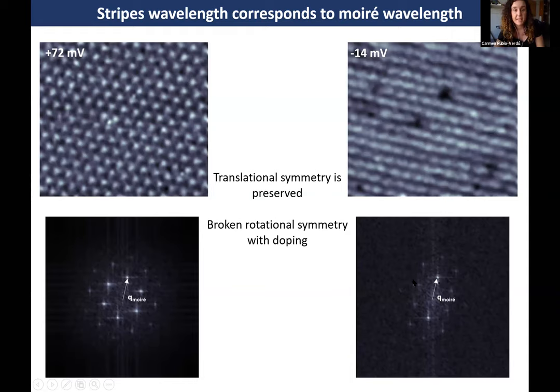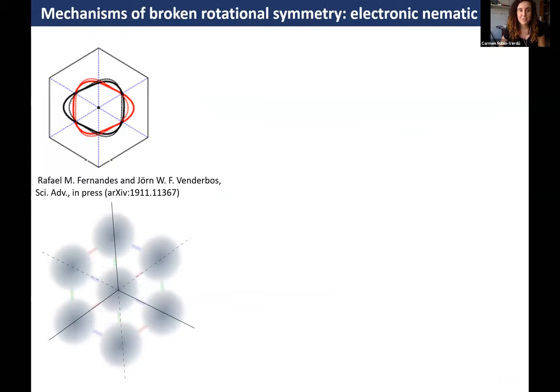All this to say that the wave vector is the same, so translational symmetry is preserved, but rotational symmetry is broken for a given energy and doping condition. And this is indicative of a nematic ground state. So I hope you could see the great talk that Rafael Fernandez gave yesterday about how to introduce electronic nematic order in a moiré system.